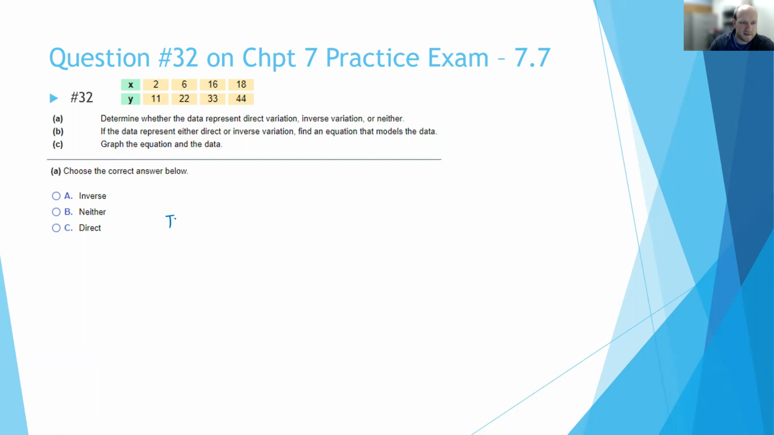Let's test for direct variation first. And to test for direct variation, again, what I do is I take all of the y divided by x's. So I have 11 over 2, which is about 5.5.